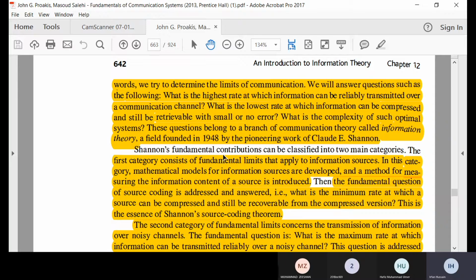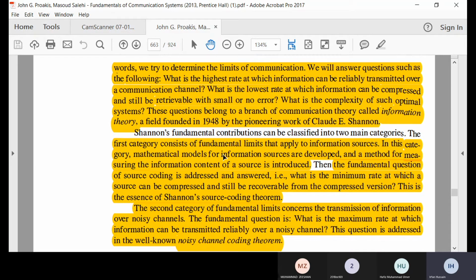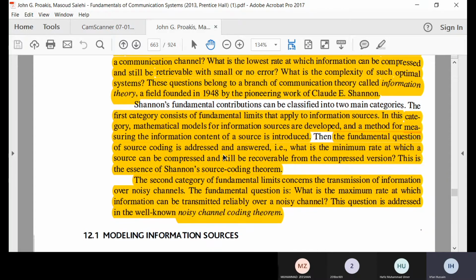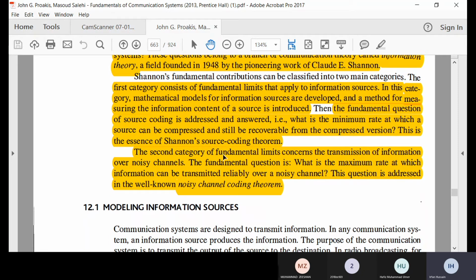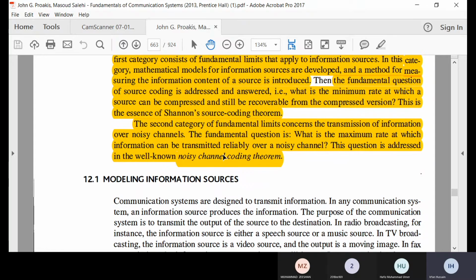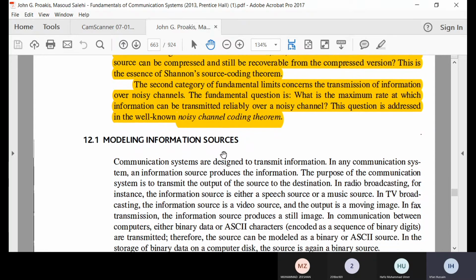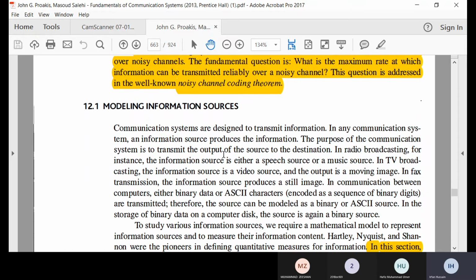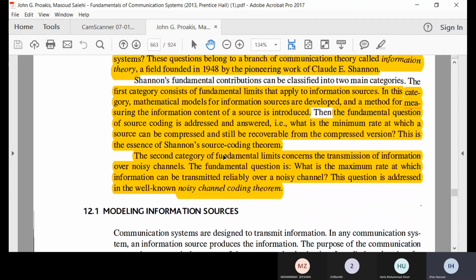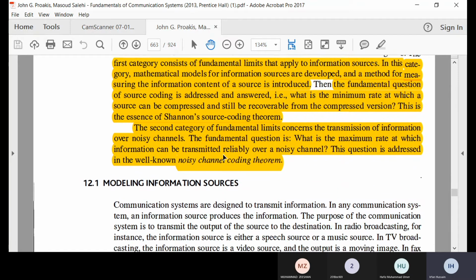The second question is of source coding. What is the minimum rate at which the source can be compressed and then recovered from the compressed version? This is Shannon's source coding theorem. Then we have the transmission of information over noisy channels, and what is the maximum rate at which it can be transmitted, and this is called the noisy channel coding theorem. We won't be able to cover the second category, but we will be able to cover the first category, and that is the representation of the information and the fundamental question of source coding.